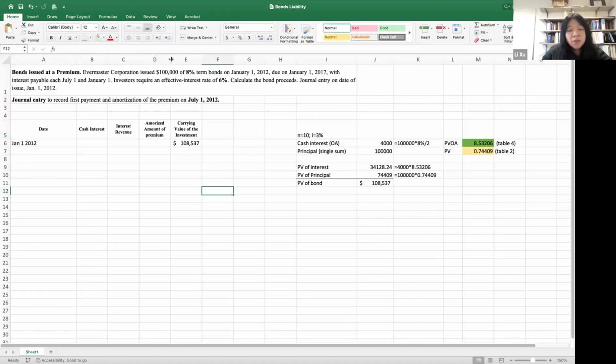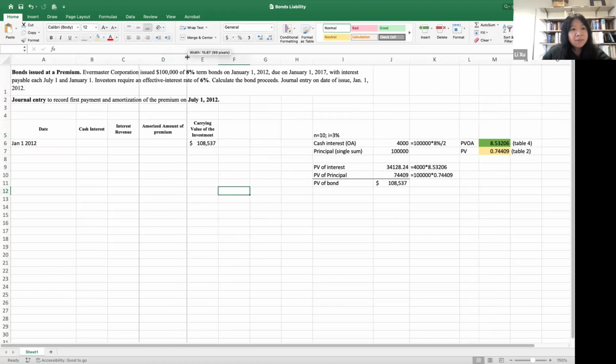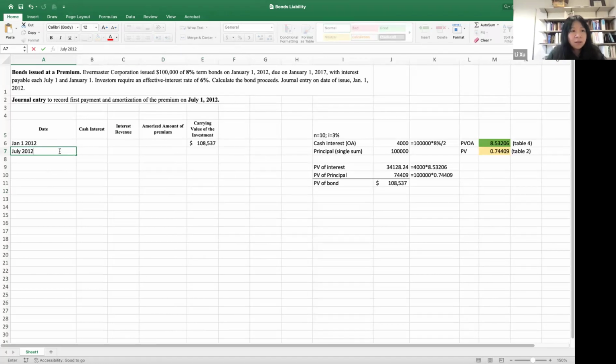It's very important if you're gonna take a test or doing homework, a lot of times they don't tell you it's a premium or discount. So you have to be able to tell by yourself. All right. So let's take a look at amortization. That's the first. The second one we're gonna do will be the next time when the interest is actually paid.